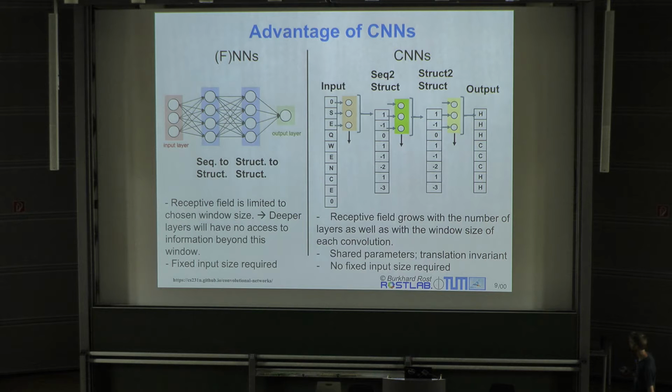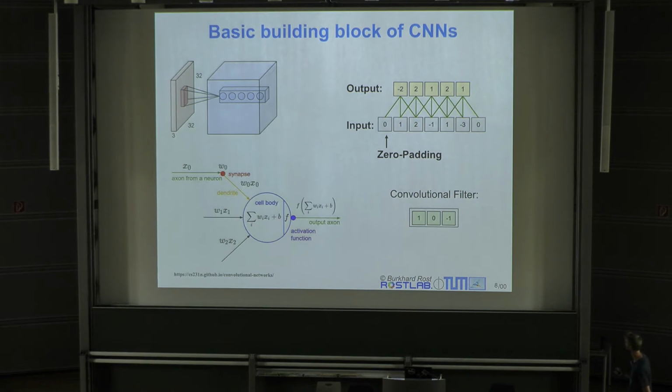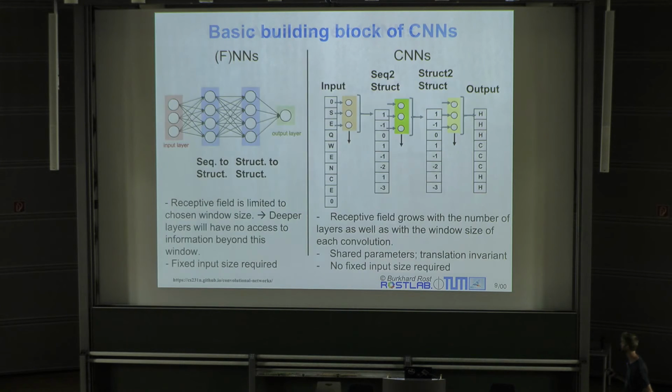Another advantage is that the receptive field, so the number of residues which you take into account when you make a prediction, grows with the number of layers. So the deeper you go, the bigger your receptive field becomes, as well as with the window size of each convolution. I think it is obvious that if you use a kernel of this shape, 3 by 1, you only have a receptive field in the first layer of one neighbor to the left and one neighbor to the right. But you can, of course, extend this and look at 2 neighbors to the left and 2 neighbors to the right, for example.